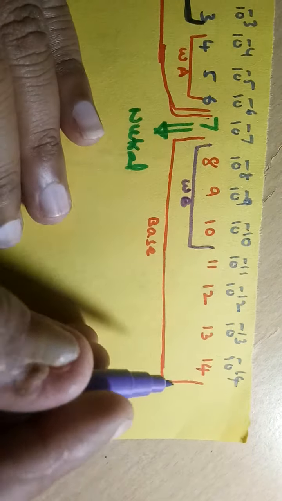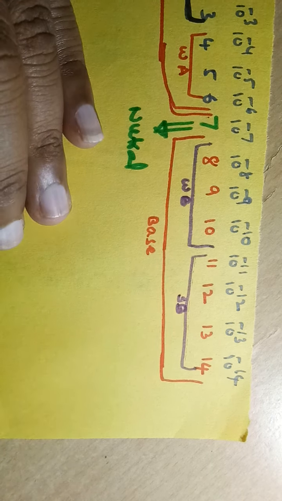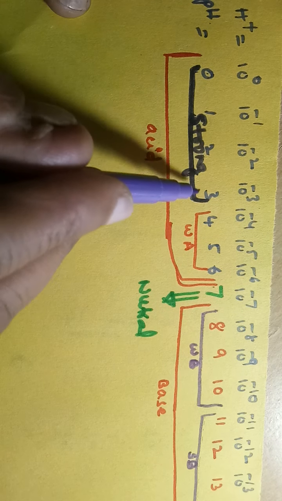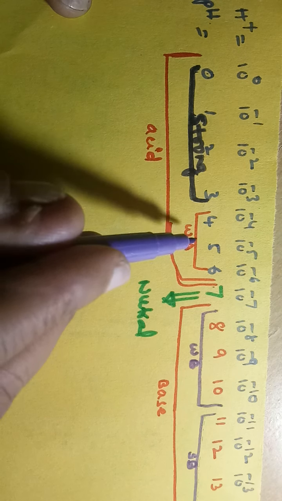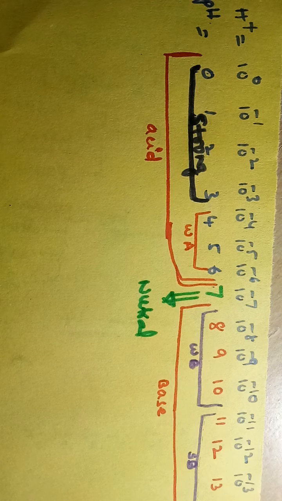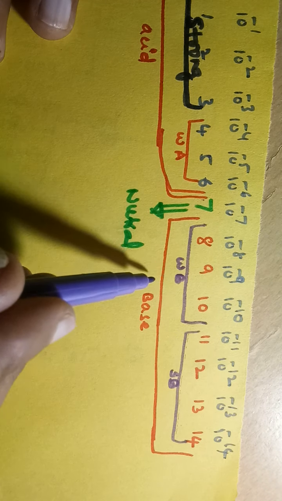A pH value of 8 to 10 is a weak base. 11 to 14 is what? Strong base. So 0 to 7 is acid. In that, a pH value of 0 to 3 indicates what? Strong acid. A pH value of 4 to 7 indicates weak acid. Whereas in the case of base, a pH value of 8 to 10 is a weak base.